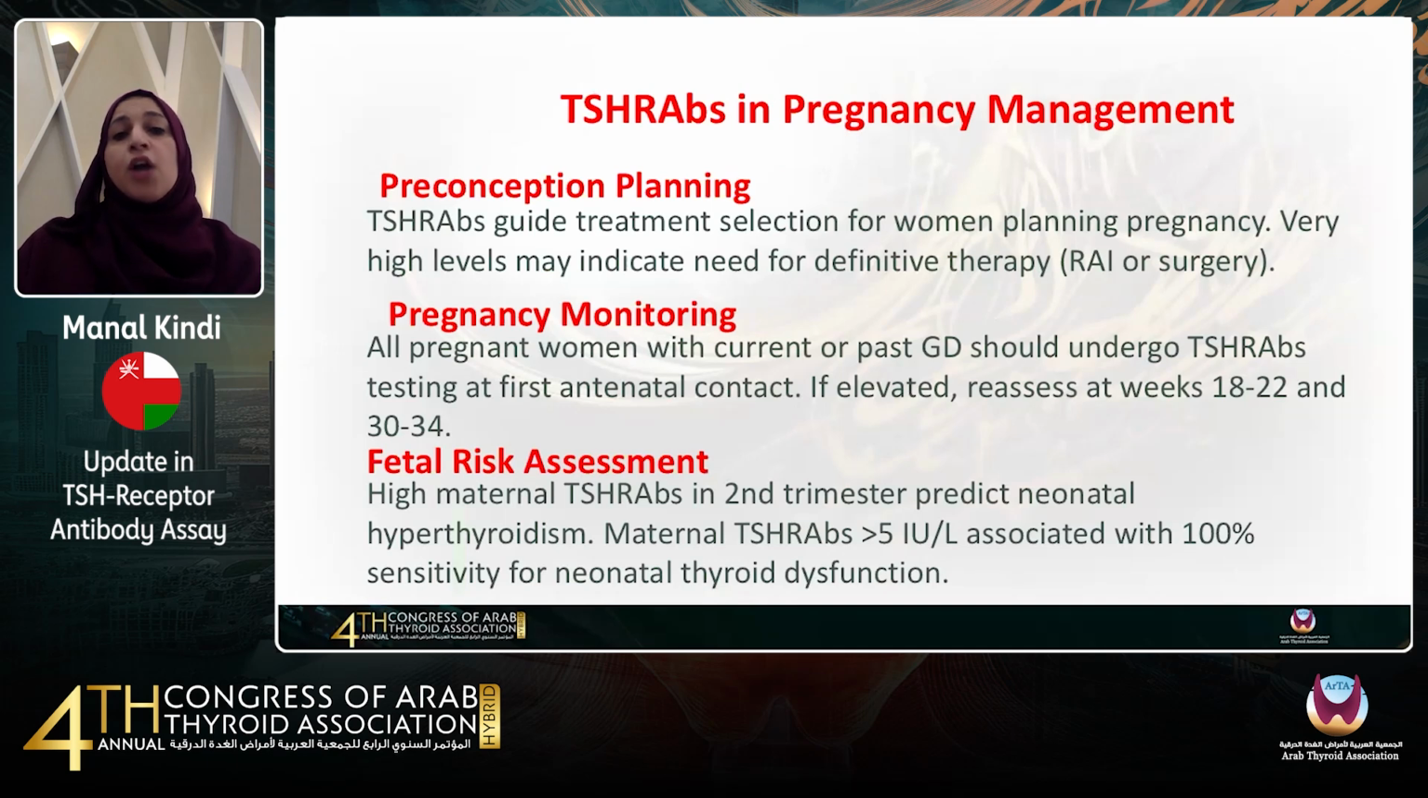In pregnancy monitoring, all pregnant women with current or past Graves' disease should undergo TSH receptor antibodies testing at first antenatal contact, and then if it is elevated, reassess again at week 18 to 22, and again in the third trimester at week 30 to 34. High maternal TSH receptor antibodies in the second trimester predict neonatal hyperthyroidism. Maternal TSH receptor antibodies more than 5 are associated with 100% sensitivity for neonatal thyroid dysfunction.